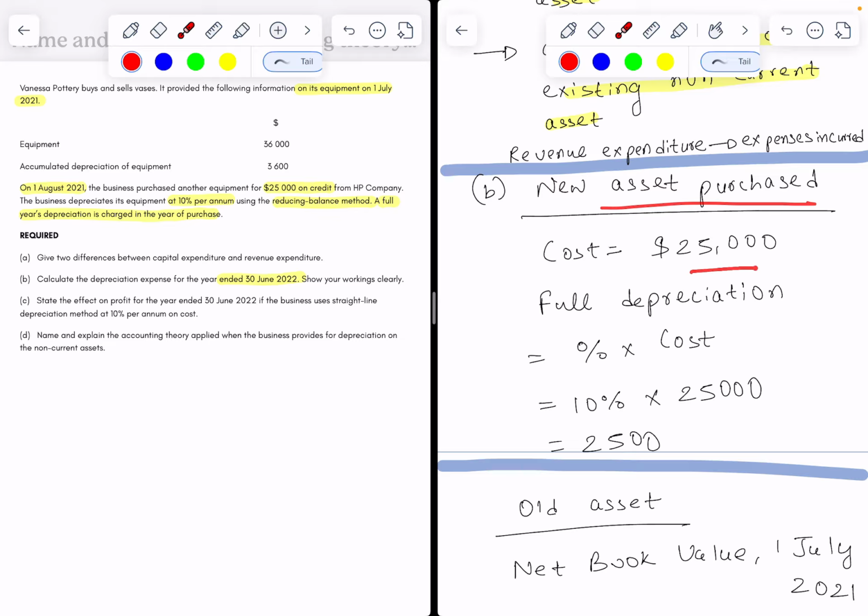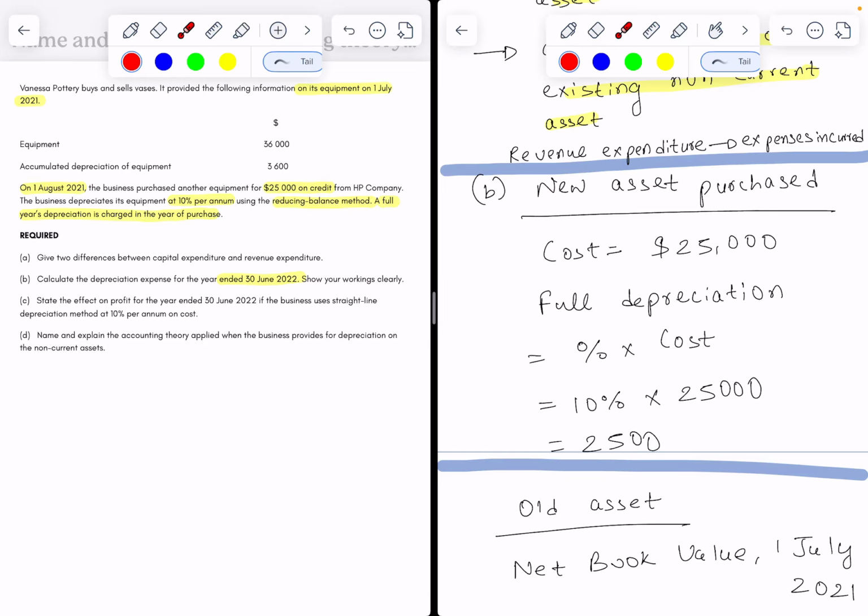So regardless of when the asset was purchased in the year 1 July 2021 and ending 30 June 2022, we are to find the depreciation as if we are doing a full depreciation. So full depreciation in this case is simply the percentage multiplied by the original cost. The percentage is 10 and the original cost is $25,000, which gives us a full depreciation of $2,500 for this new asset for the financial year starting 1 July 2021 and ending 30 June 2022.